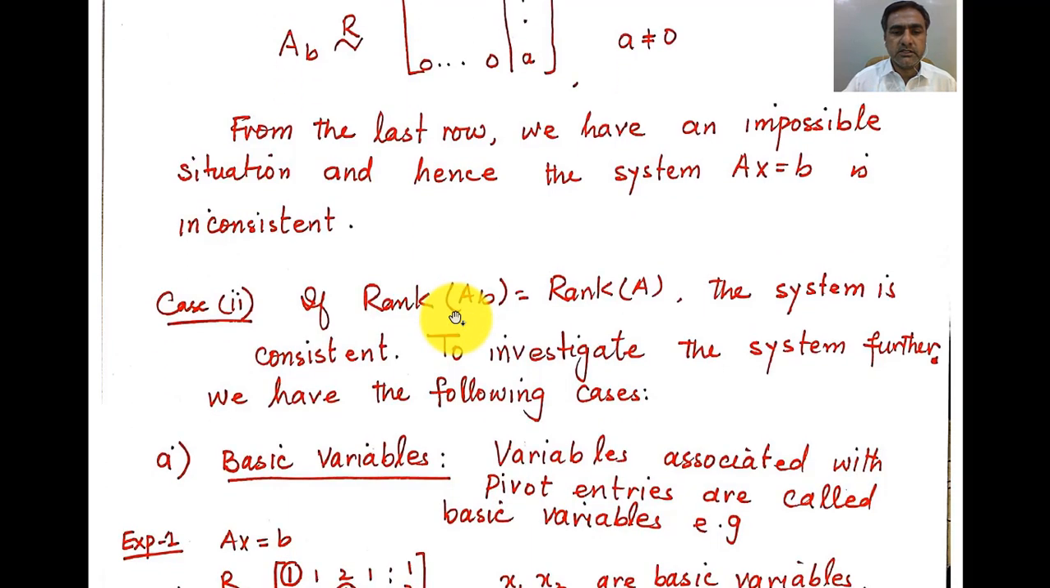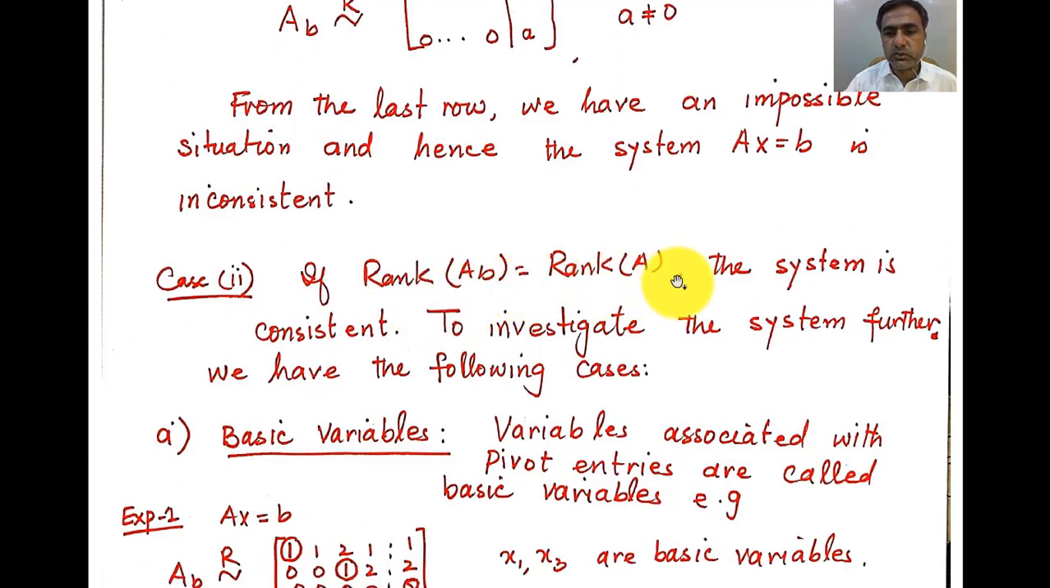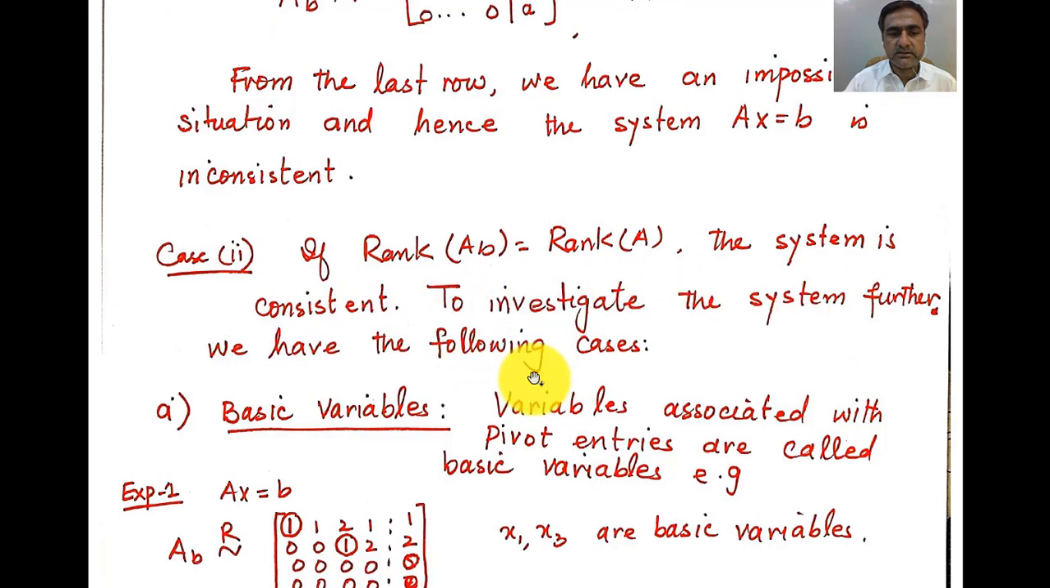The second possibility is that the rank of [A|b] is equal to the rank of A, and the system in this case will be consistent. To investigate the system further, we have the following cases.